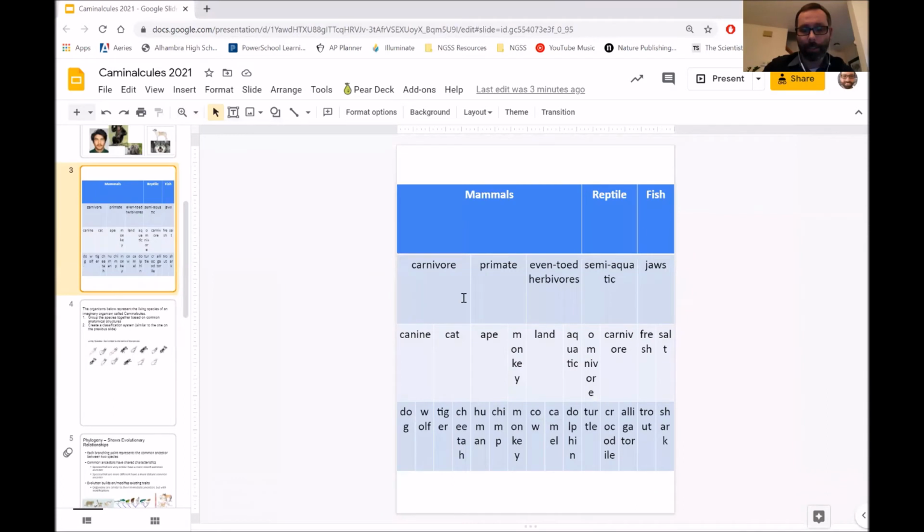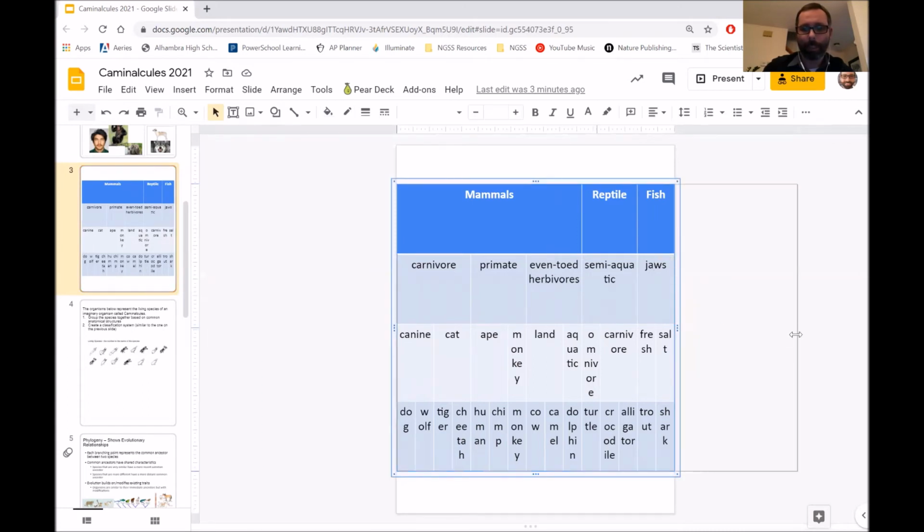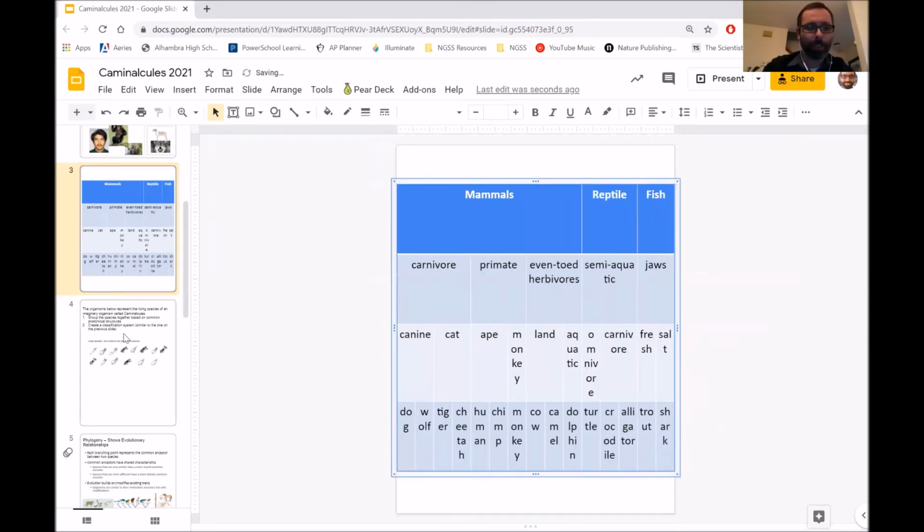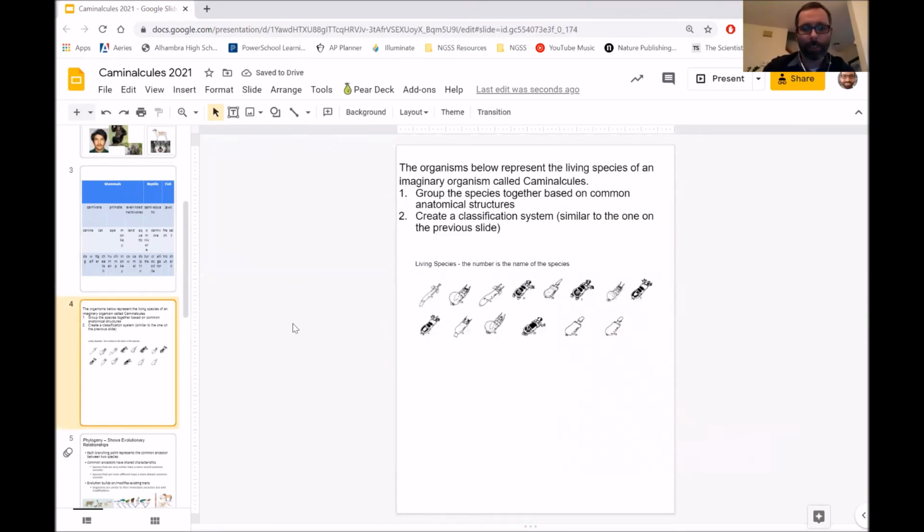Here's the same data table to show the classification system. It got a little bit weird here because I had to rotate the slide. So if you need help, you could just expand it like so. But that's just for your reference, because what you're going to do is look at these things, the Caminalcules. These are the imaginary species that we're going to be working with.